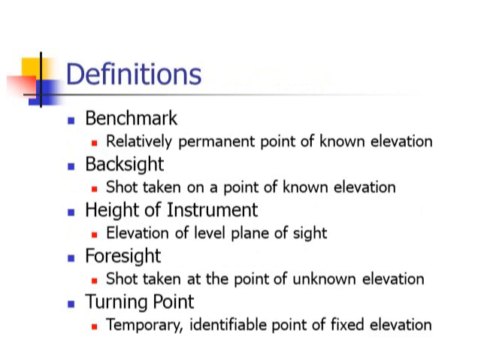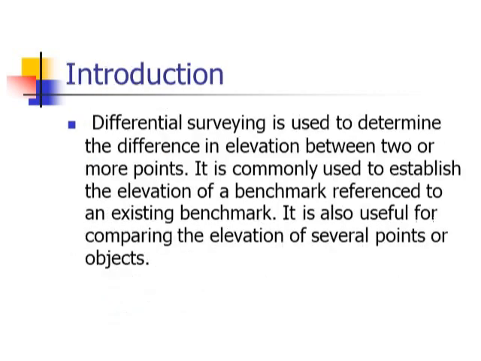Backsight is a shot taken on a point of known elevation. Benchmark is a relatively permanent point of known elevation. Height of instrument is the elevation of the line of sight. Foresight is the shot taken at the point of unknown elevation. Turning point: a temporary, unidentifiable point of fixed elevation.